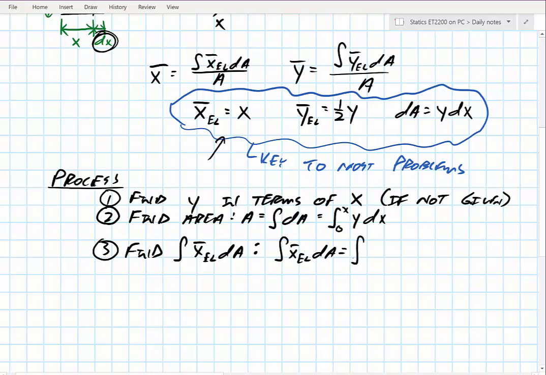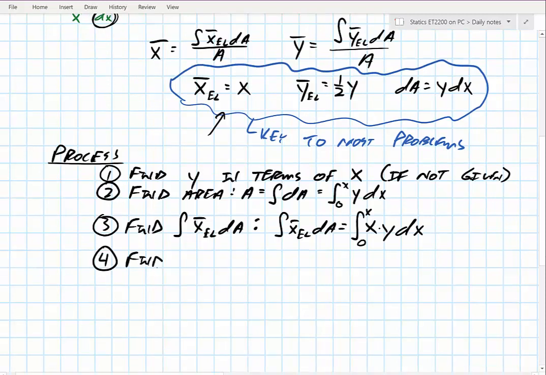So this would be the integral of x, and then my dA I can see is y dx. So this would be x times y dx, and this would be from 0 to x. The fourth step is to do the same thing with the y direction. So we're going to have y bar the element dA, and the integral of the y bar of the element dA is the integral 0 to x.